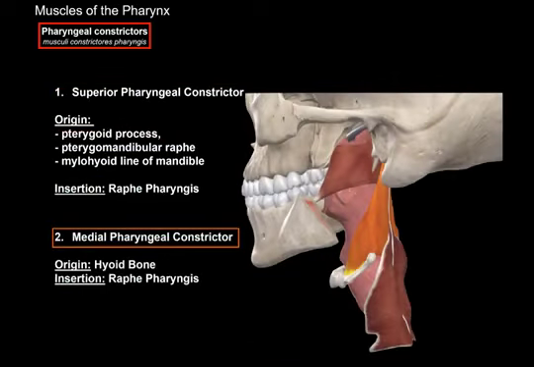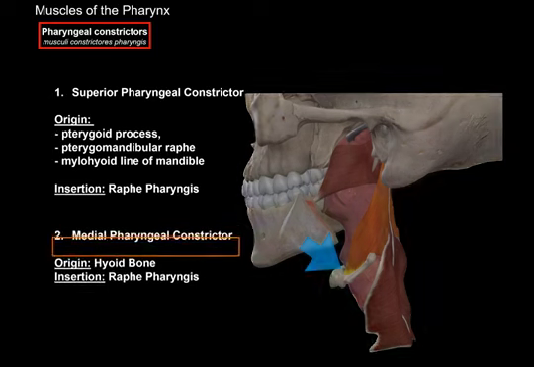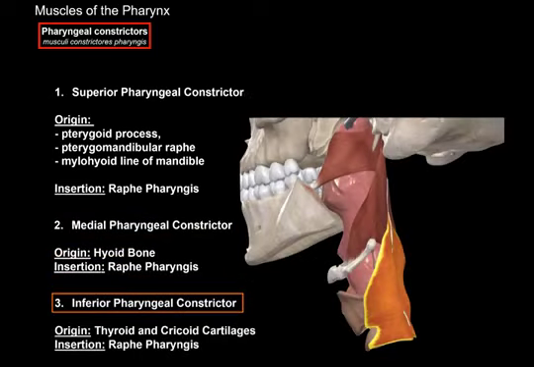The next muscle is the medial pharyngeal constrictor, highlighted right here. It's going to originate from the hyoid bone and insert at the pharyngeal raphe. And the last one is the inferior pharyngeal constrictor. This one is pretty interesting because it originates from the thyroid cartilage and the cricoid cartilage. Those are the cartilages of the larynx. And then they insert at the pharyngeal raphe as well.